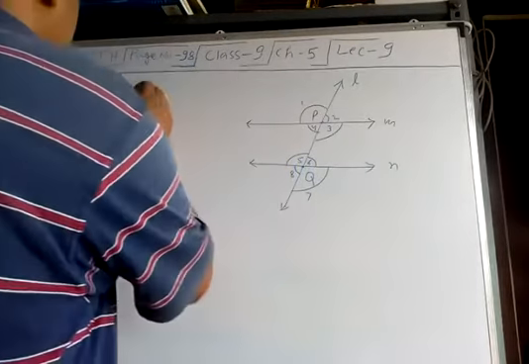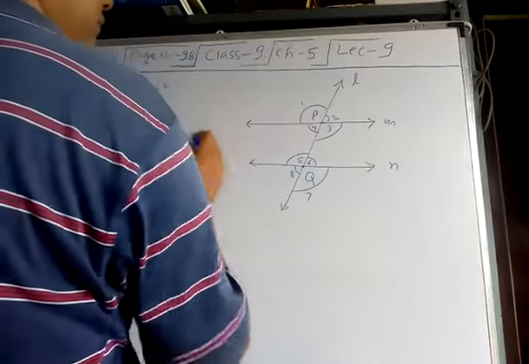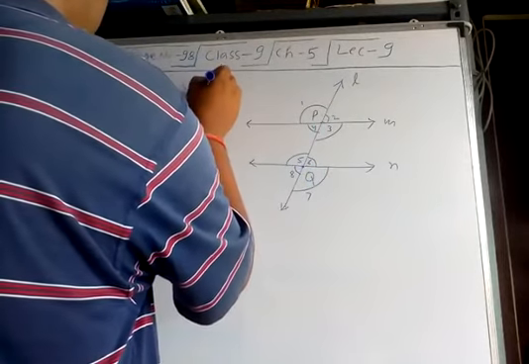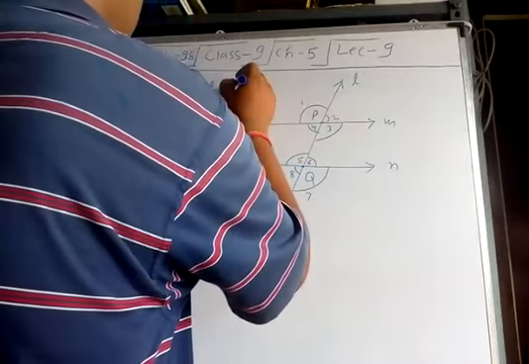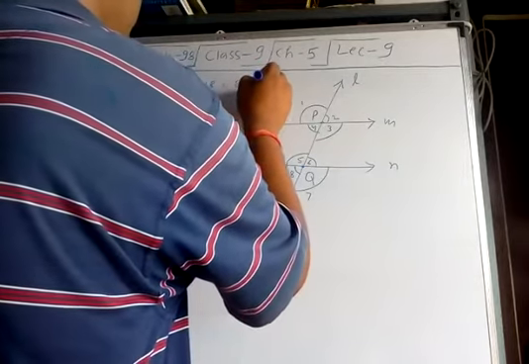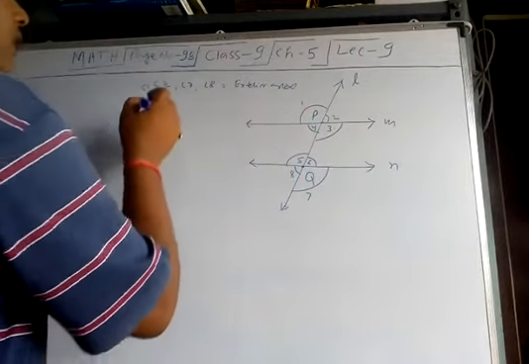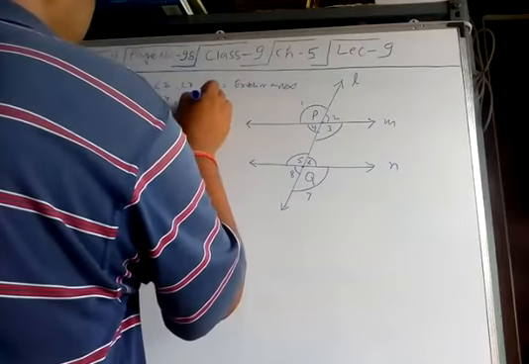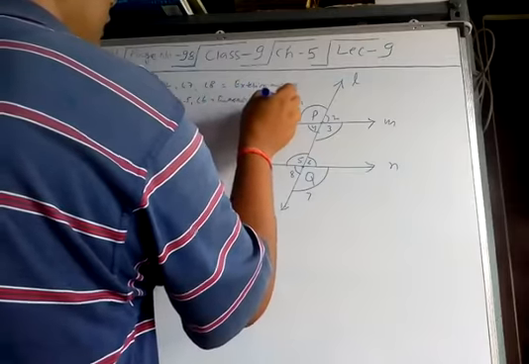So angle 1, angle 2, angle 7 and angle 8 are called the exterior angles, while angle 3, angle 4, angle 5 and angle 6 are interior angles.